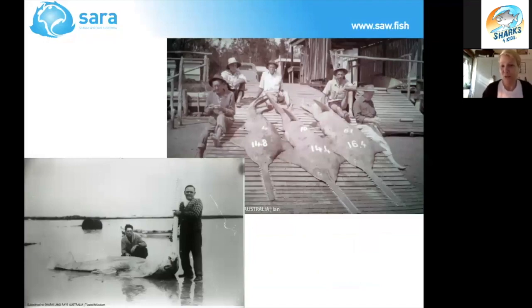Here are some more historic pictures that were submitted to us. I think it shows that these animals were used for food. And it also shows that it was quite an event when somebody caught a sawfish. If you look at that lower picture here with the green sawfish, these guys are dressed up in their nicest clothing, posing with the animal. And here, these are the weights being written on the animals, and these were actually eaten afterwards.